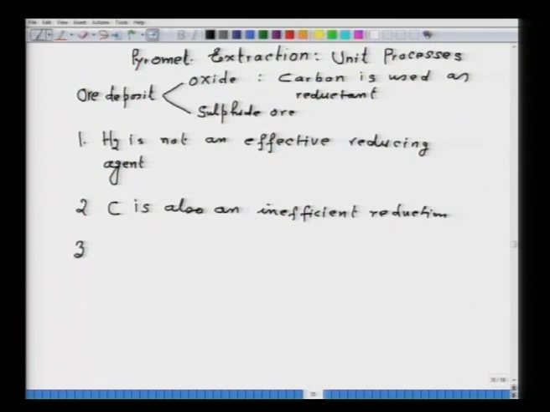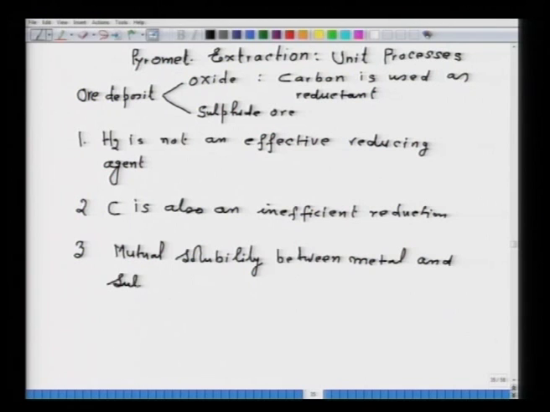Third issue in case of reduction of metal sulphides is that there exists mutual solubility between metal and sulphides. This mutual solubility between the metal which is produced and the sulphide makes extraction very difficult.